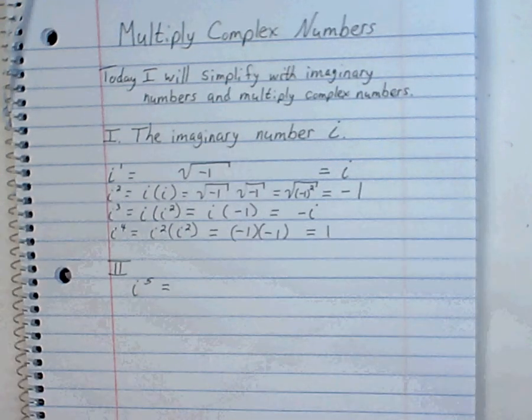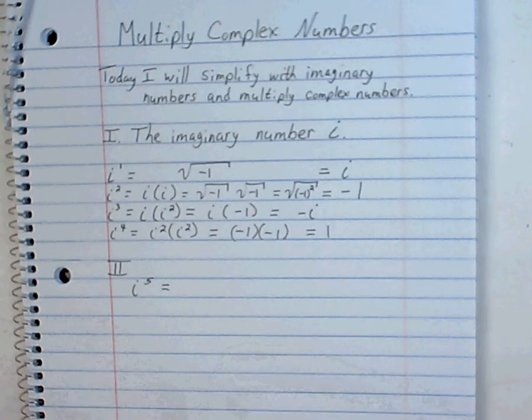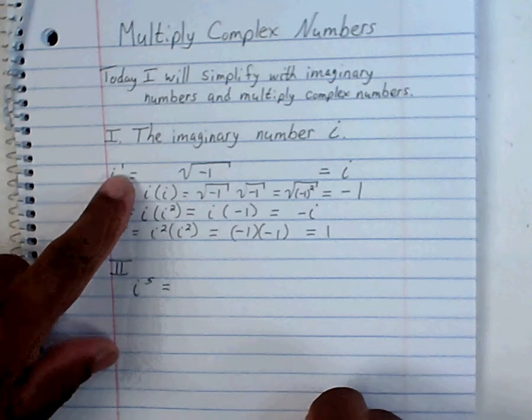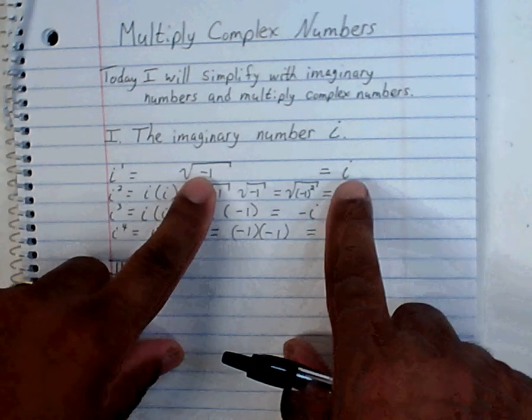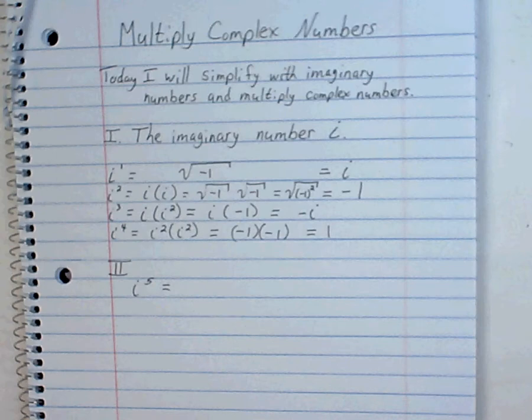So up until now, we haven't been able to take the square root of a negative value, but now we're going to be able to do that. And so i to the first is the square root of -1. Square root of -1 is going to be equal to i. That's how we'll write that down.